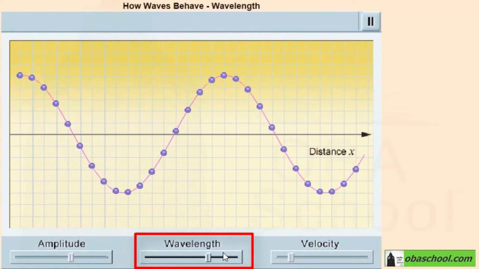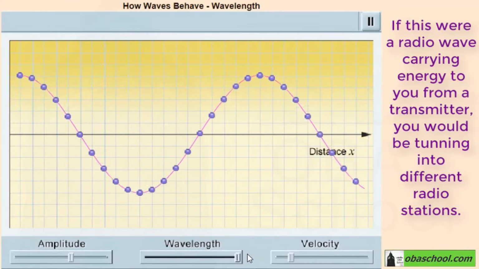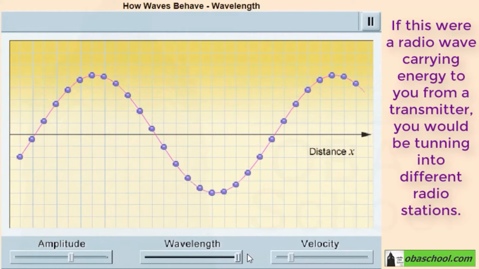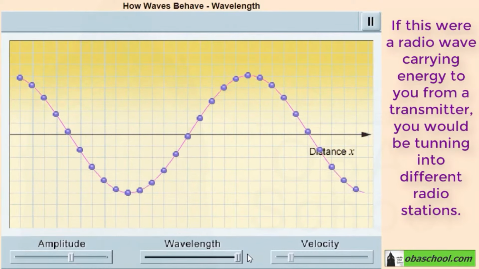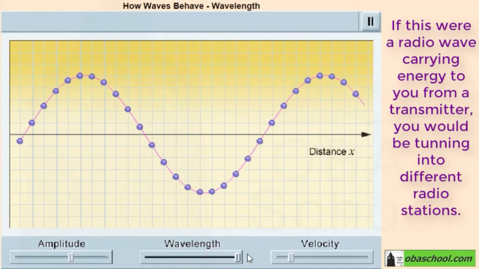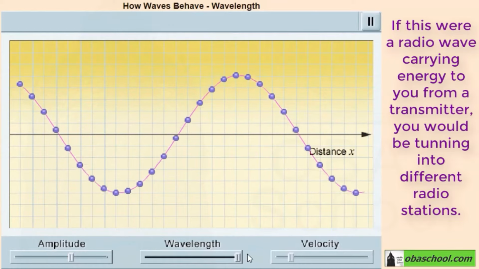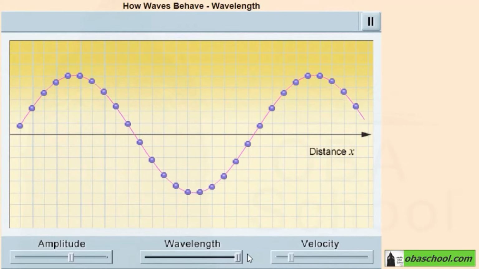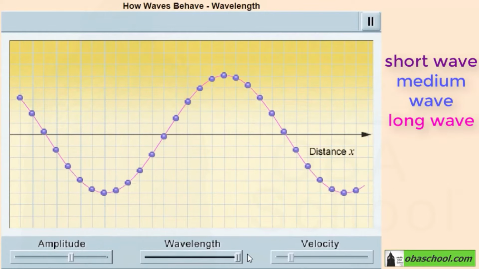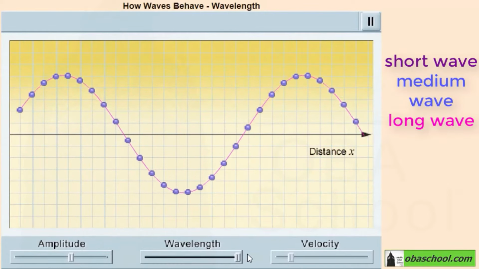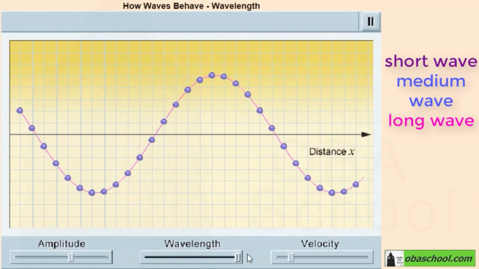Now we're going to move the wavelength slider back and forth through its range. If this were a radio wave carrying energy to you from a transmitter, you would be tuning into different radio stations by changing the wavelength your radio was receiving. You may have heard of shortwave, medium wave, and long wave radio bands. These names refer to the wavelength range of the waves.